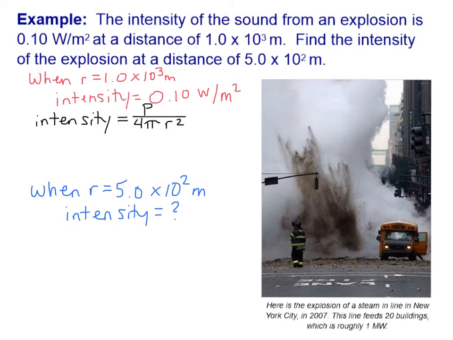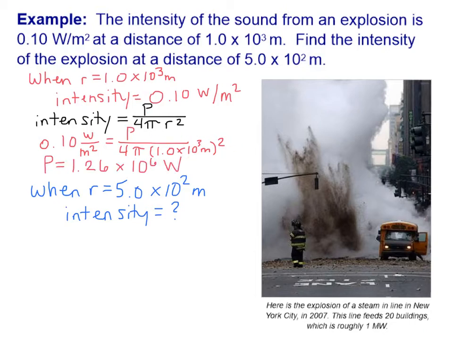So how are we going to do that? Remember that intensity equals power divided by 4 pi r squared. And so we can find the power of this explosion. That's the rate of energy transfer. When we know what the rate of energy transfer is for this explosion, the power, we can then find out what the intensity would be at 500 meters away. So I can plug the values in for the intensity and for my radius, and my equation will look like this. I can then solve for the power. The power is simply going to be 0.1 times 4 times pi times 1 times 10 to the third squared. And that ends up being 1.26 times 10 to the sixth watts.